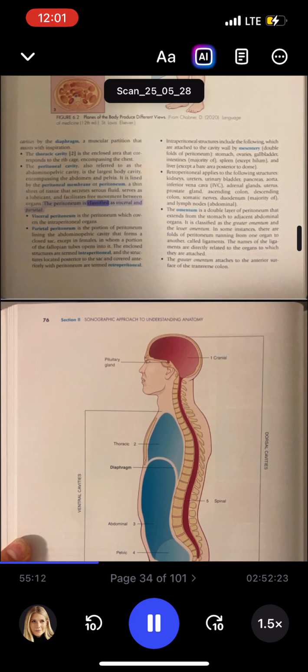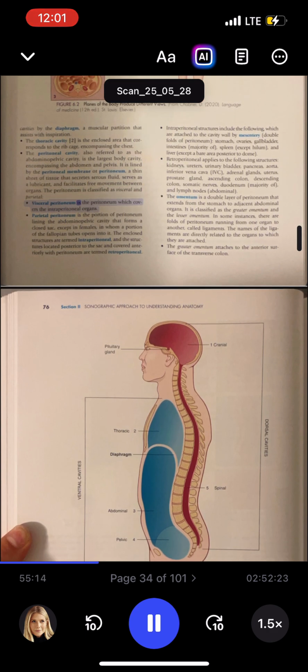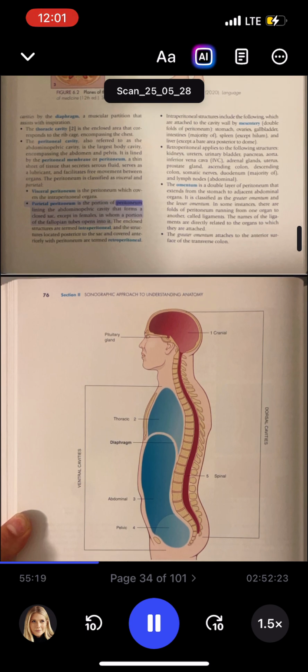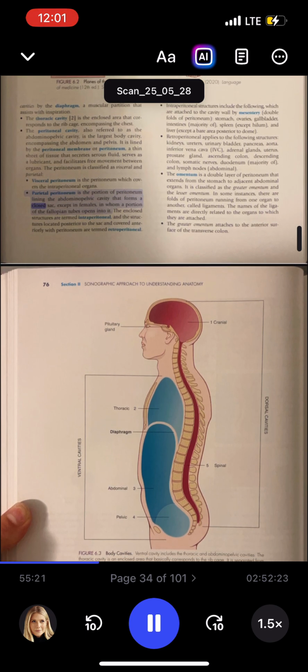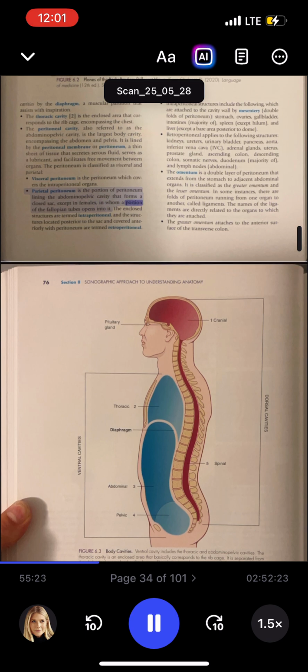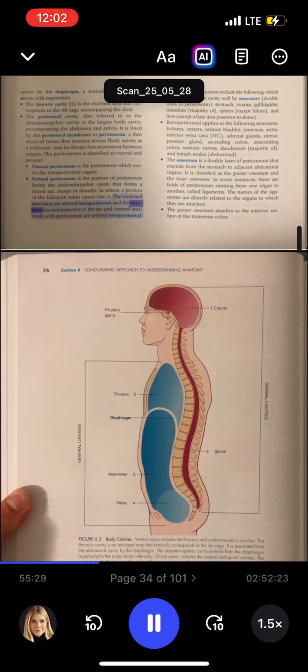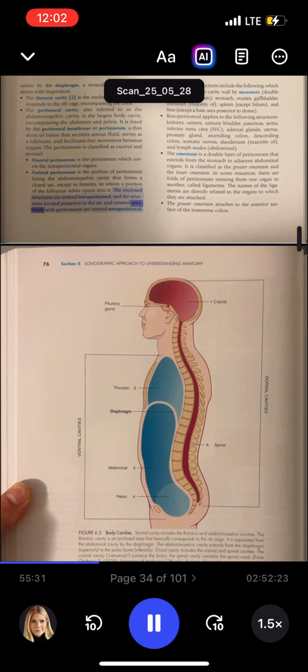The peritoneum is classified as visceral and parietal. Visceral peritoneum is the peritoneum which covers the intraperitoneal organs. Parietal peritoneum is the portion of peritoneum lining the abdominopelvic cavity that forms a closed sac, except in females, in whom a portion of the fallopian tubes opens into it. The enclosed structures are termed intraperitoneal, and the structures located posterior to the sac and covered anteriorly with peritoneum are termed retroperitoneal.